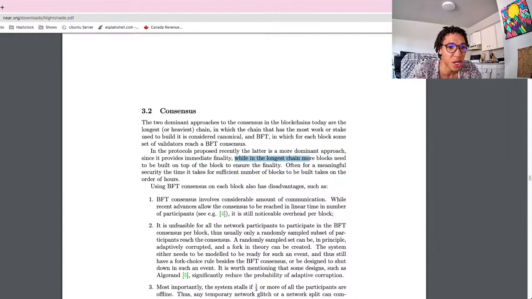While in the longest chain, more blocks need to be built on top of the block to ensure finality. The two dominant approaches in consensus today are the longest chain and BFT.